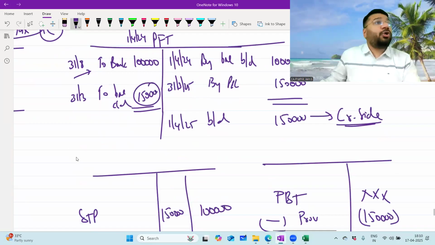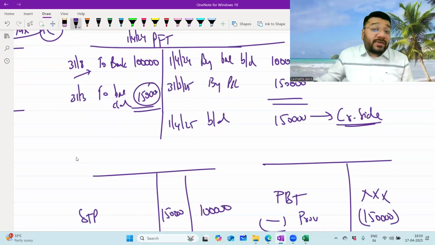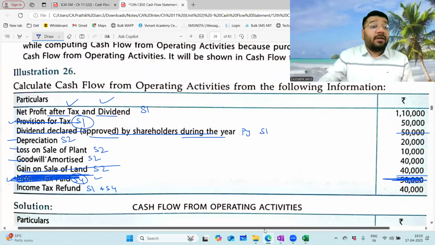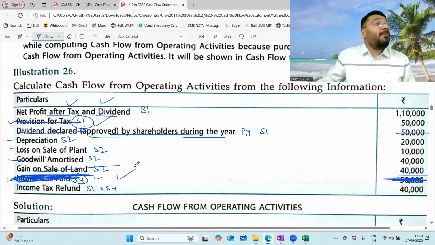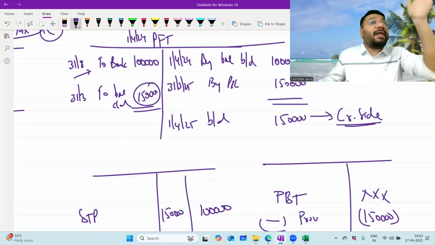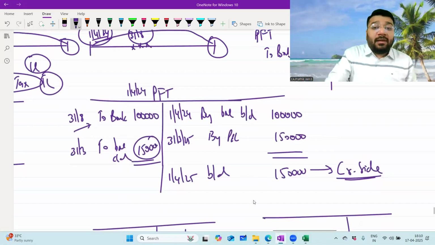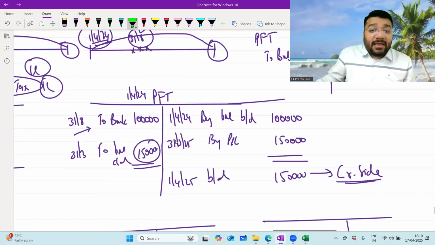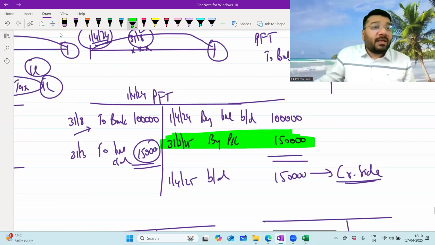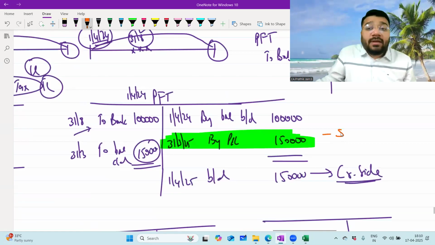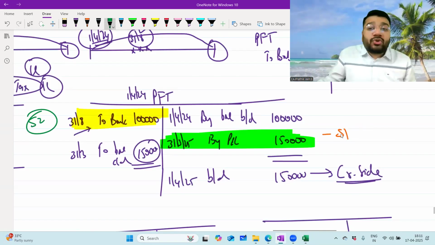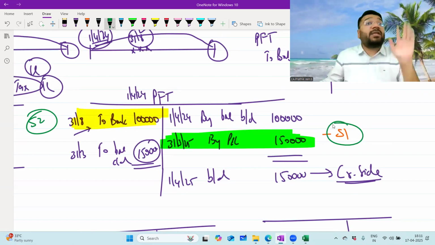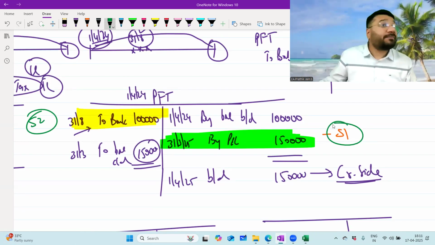Now, in a question, two things could be possible. If you see in this question, you are so lucky that they said the provision is so much and the income tax paid is so much. They gave you the information directly. Whatever provision is created in the current year always goes to your segment 1. And tax paid is an item which will always go to your segment 2. So when the question gives you this information directly, you are so blessed.